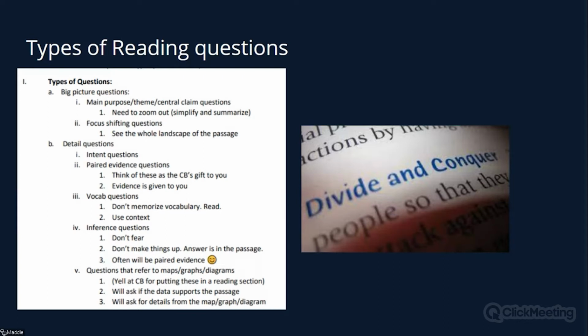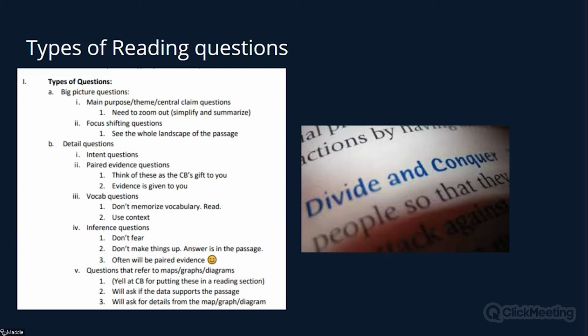The second big picture question is the focus shifting questions. Those ones are going to be like, over the course of the passage, the focus shifted from this to this, from what to what. So you're going to have to be able to see the entire landscape of the passage and blur your eyes to the details of what's happening and just see those main outlines of how the passage is flowing.